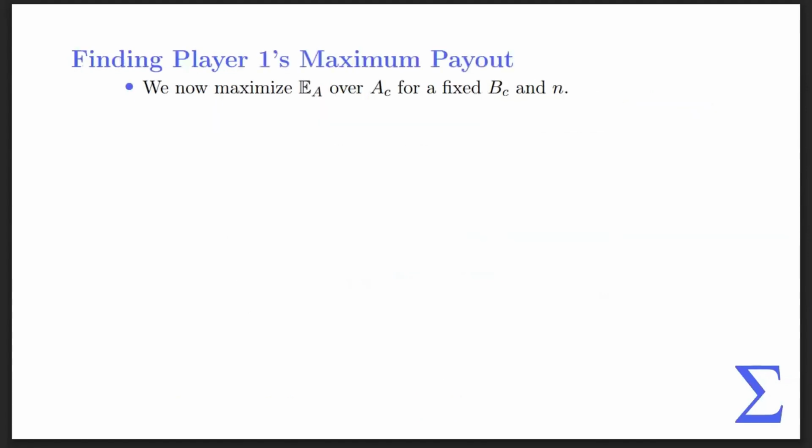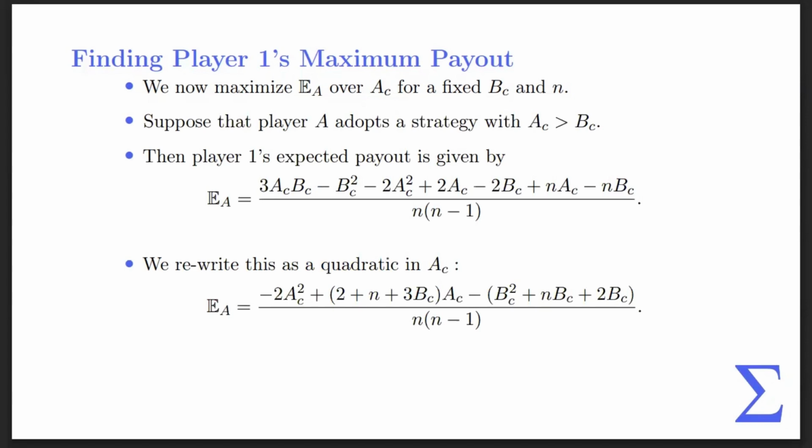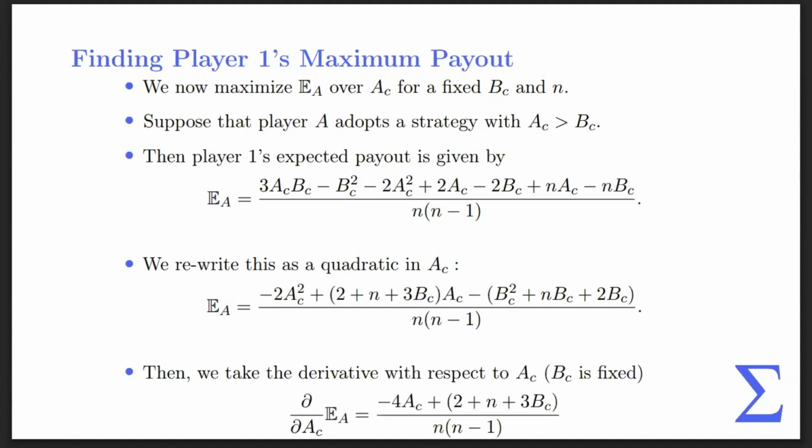So now, like I alluded to, we're going to try and maximize this function. We're going to maximize player A's expected profit over player A's cutoff, fixing player B's cutoff and N. For now, let's suppose that player A chooses a strategy such that player A's cutoff is greater than player B's cutoff. Then we can just use the formula that we already derived for the expected profit of player A. Let's rewrite this as a quadratic, because these are all really just constants. It's not too difficult to maximize, as we see that it has a negative leading coefficient, so it's opening down. I just took the derivative, although you can also just plug in negative this over that, or 2 times that.